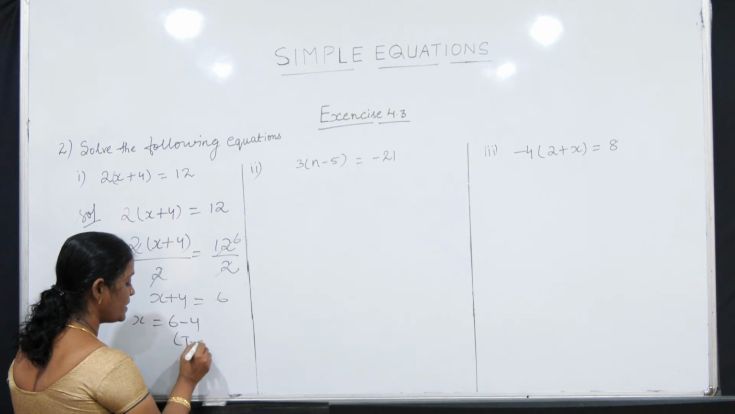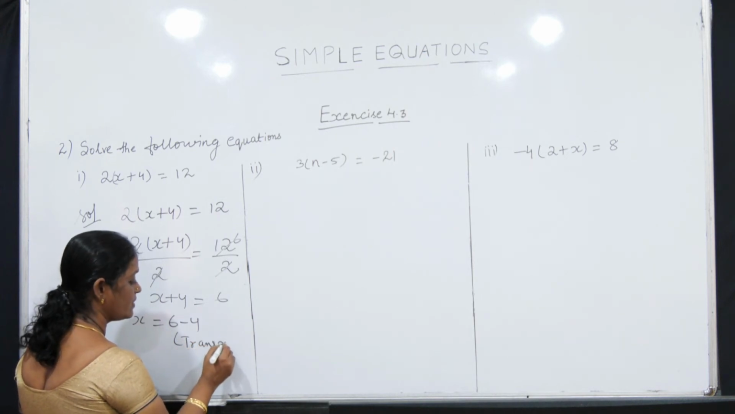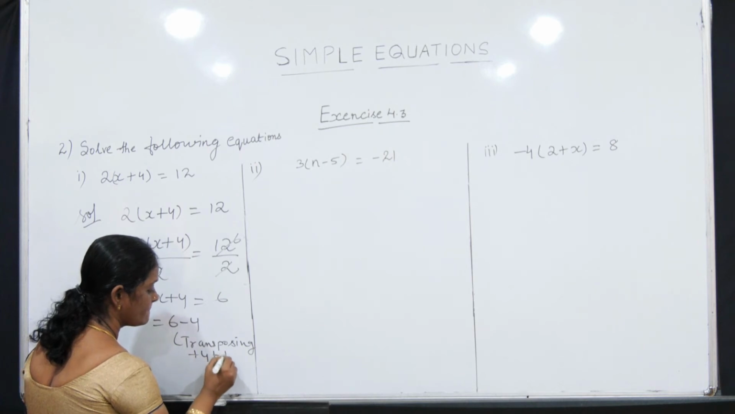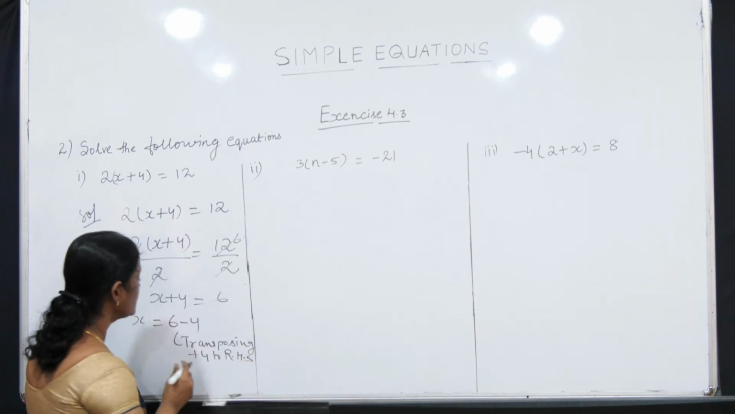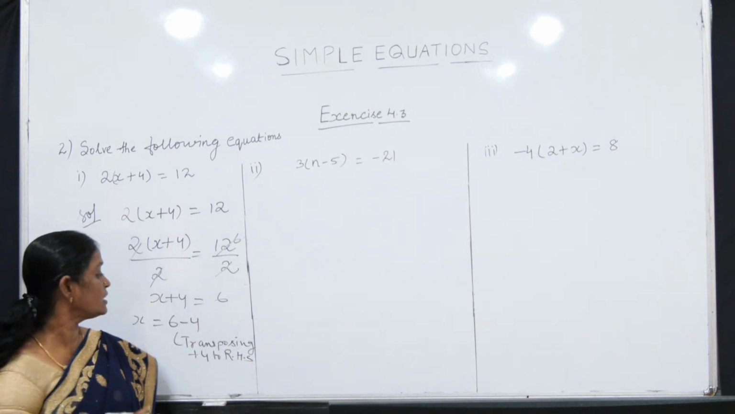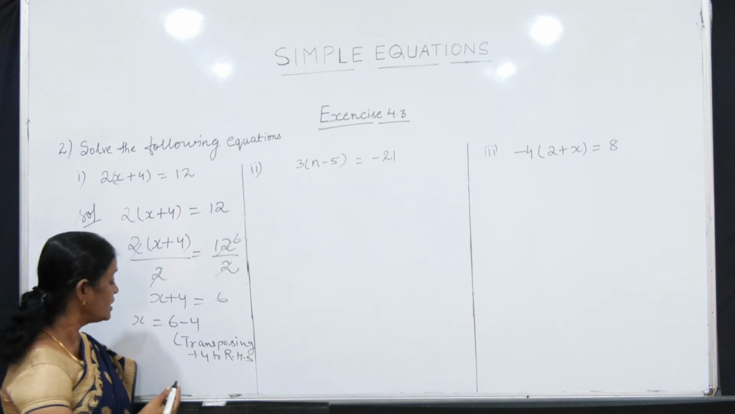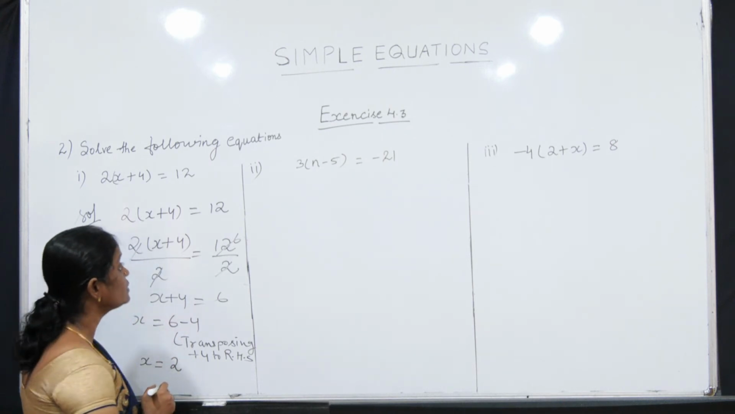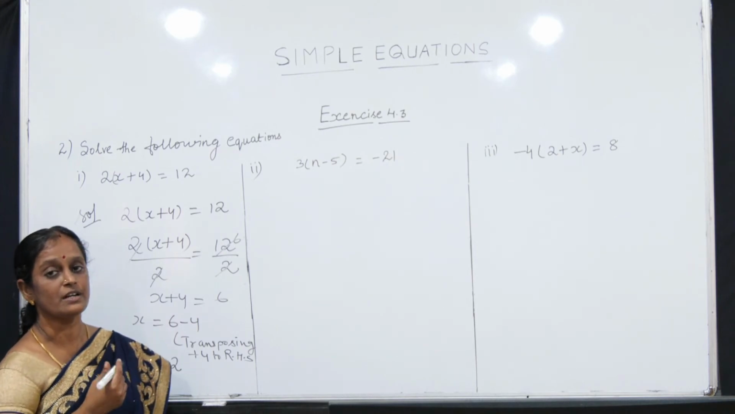Here transposing plus 4 to RHS. So here प्लस 4 को जब हम RHS में ले जाएंगे तो वो माइनस 4 हो जाएगा, इसका साइन चेंज हो जाएगा. x is equal to 6 minus 4, it is 2. x is equal to 2 is the solution to the given equation.